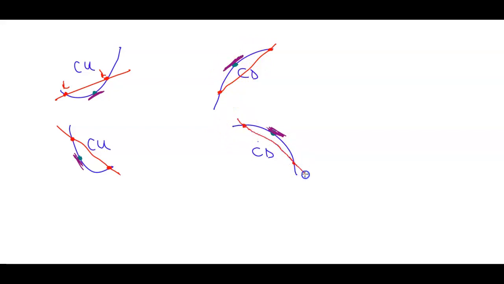Draw the secant line here. The graph is above the secant line, so therefore it's concave down. Okay? So that is the second way that we can define concavity.